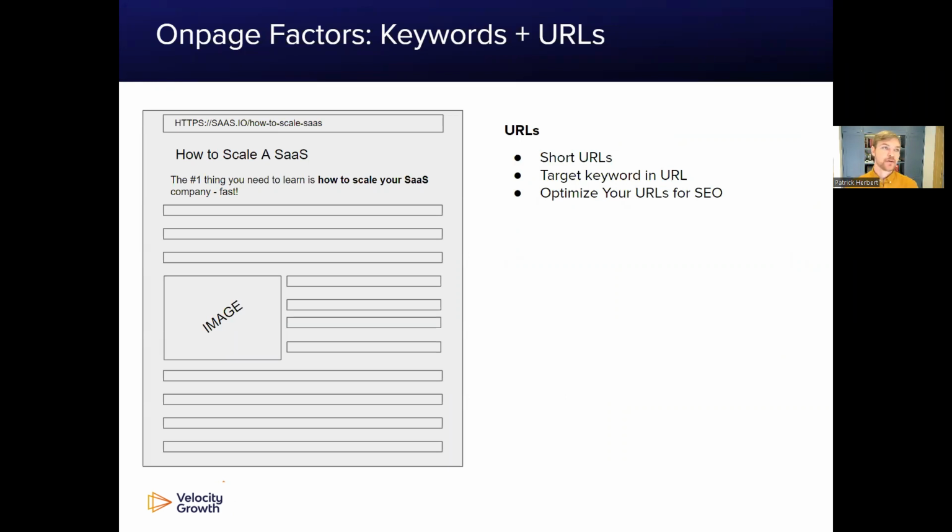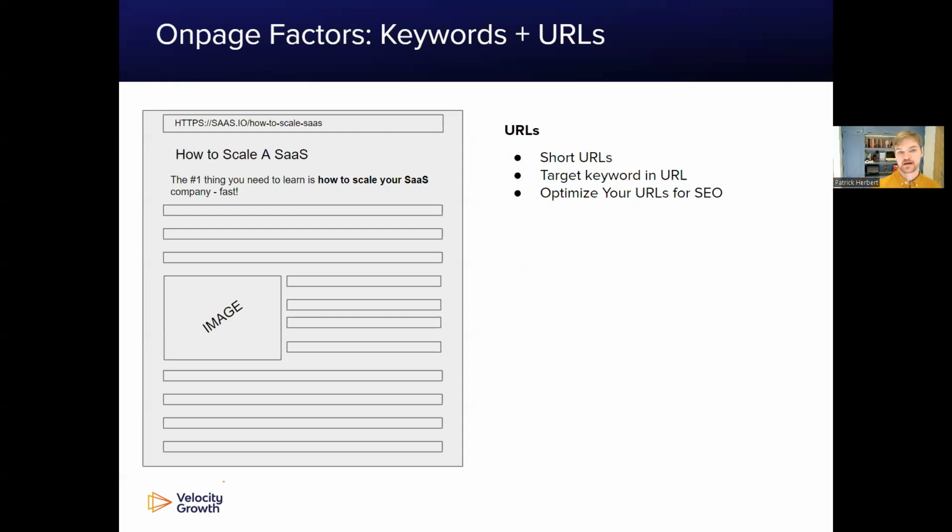The main points to remember for URLs: you want a short, or relatively short, URL. You want to have the target keyword in the URL, and make sure that the URL structure for your site overall is optimized for SEO. So you can see here, I've got how to scale a SaaS, the same thing as in the last slide, but I've got a URL where we've changed it to how to scale SaaS. So it's a short URL. My keyword might be that complete thing, and I want to rank for that.